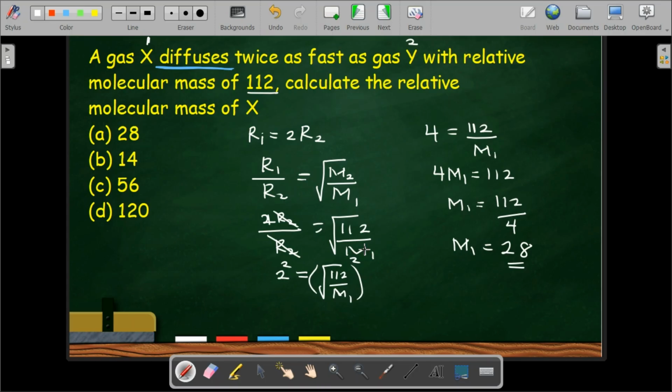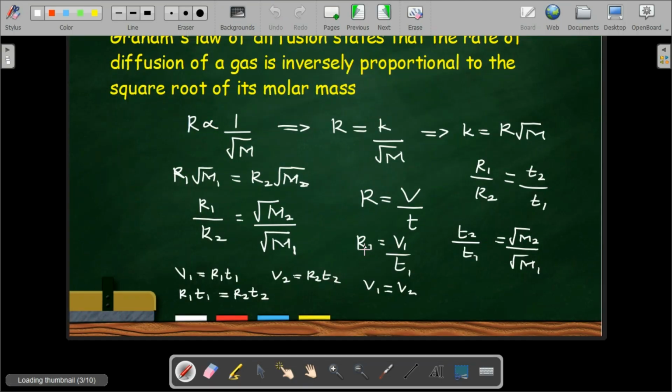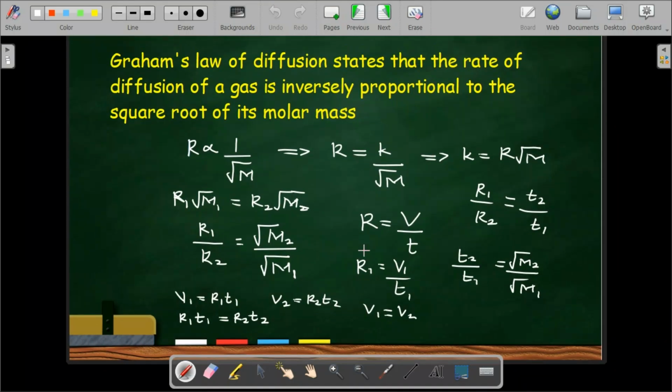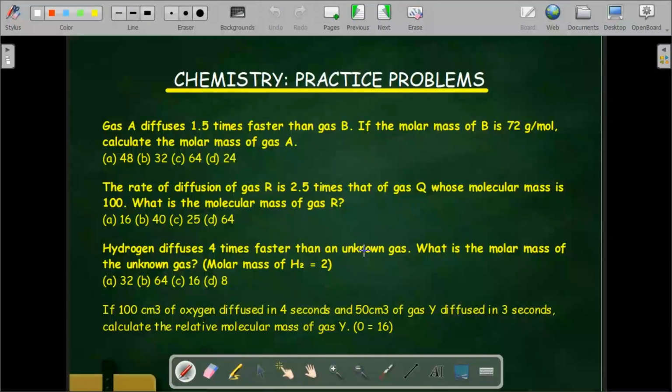If you understand what we have explained so far, the concept of Graham's law, now use this idea to answer these questions. If you have understood what has been explained in this question, you should be able to solve this practice problem. So lay your hands on these questions so that you can cement your understanding of Graham's law of diffusion.